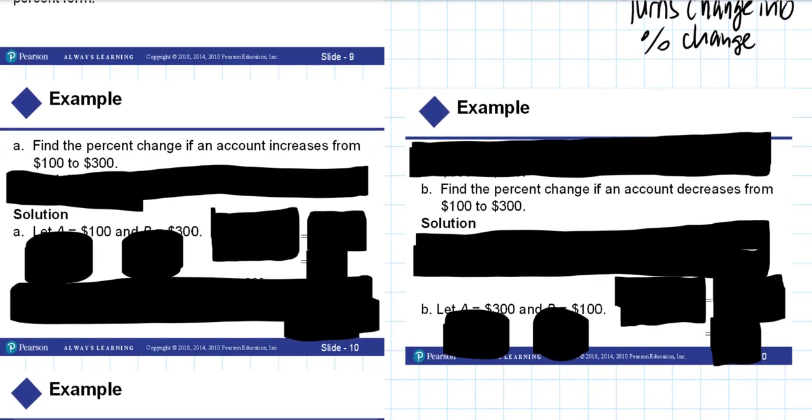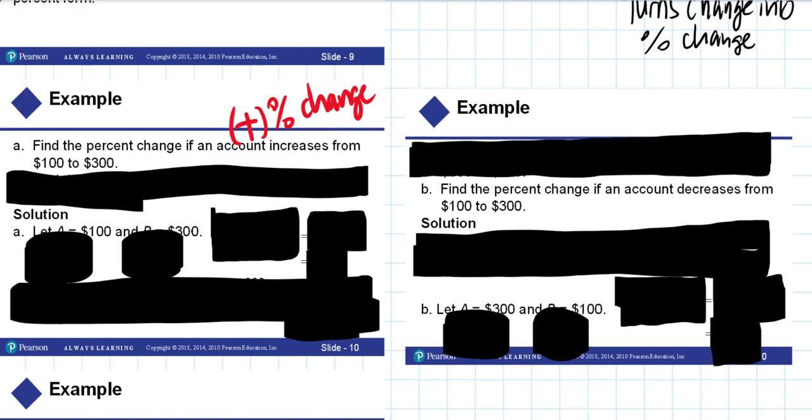Okay, so I actually took this one slide and I copied it twice because it has A and B on it, and I thought this way you could see the A work and then see the B work later. So it says find the percent change if an account increases from $100 to $300. If it's increasing, you should expect a positive percent change.